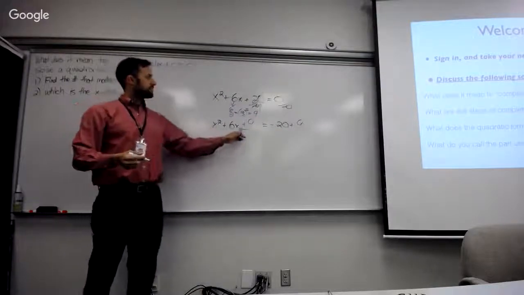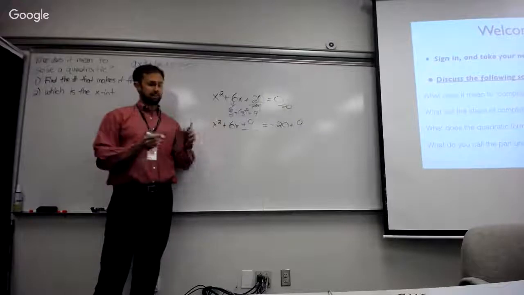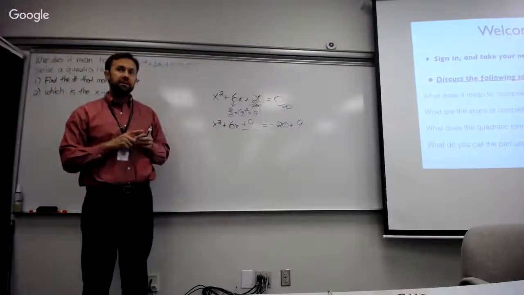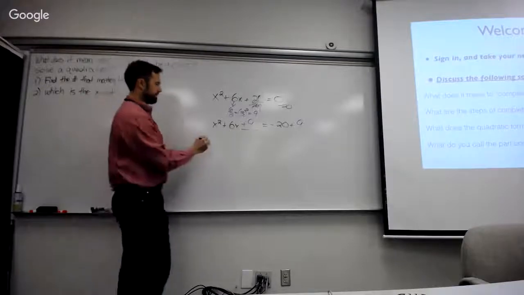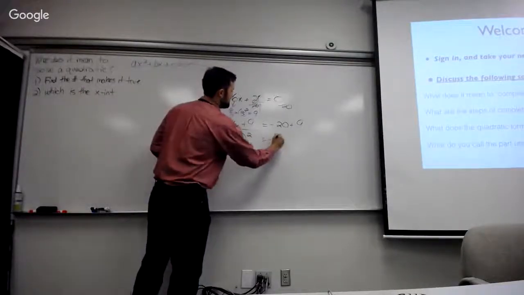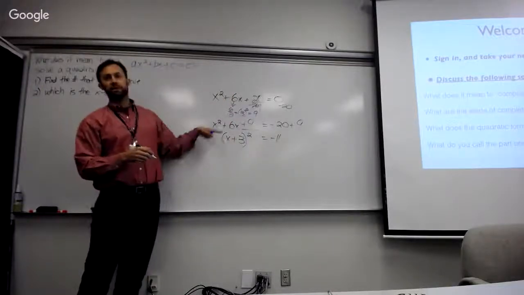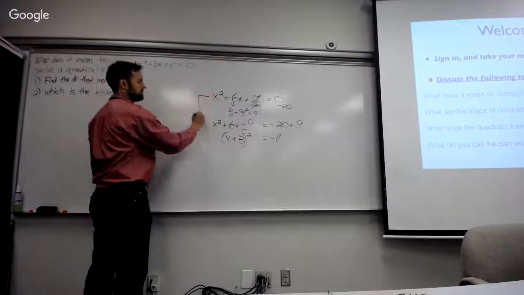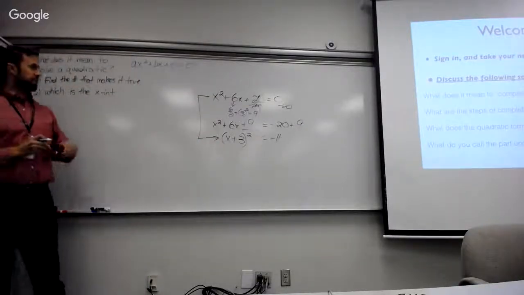Now, this is a very special relationship. What can I do with this trinomial now? How can I rewrite it? x plus 3 squared. Yeah, x plus 3 squared. There we go. So that's a huge deal. Right there, that's called completing the square. Going from a trinomial to a binomial squared is the process that's called completing the square.